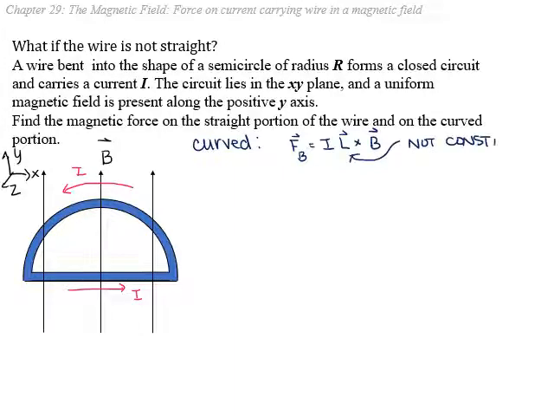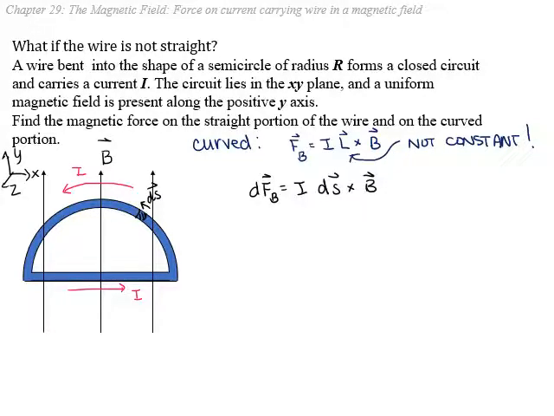And the reason it's not constant is that for the curved portion, the direction of L is always changing. So now what we've got to do is back up and think, is there another way to do it? Well, what if we picked a little segment of that wire and said that it had length ds? I'm choosing ds because it's a little bit along a circle. Then that little bit of segment would make a little bit of force, dF. That little bit of force would be equal to I times ds crossed with B.